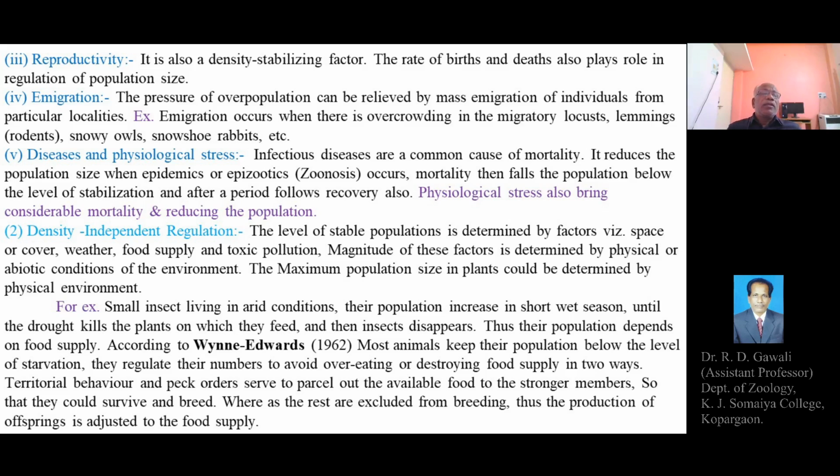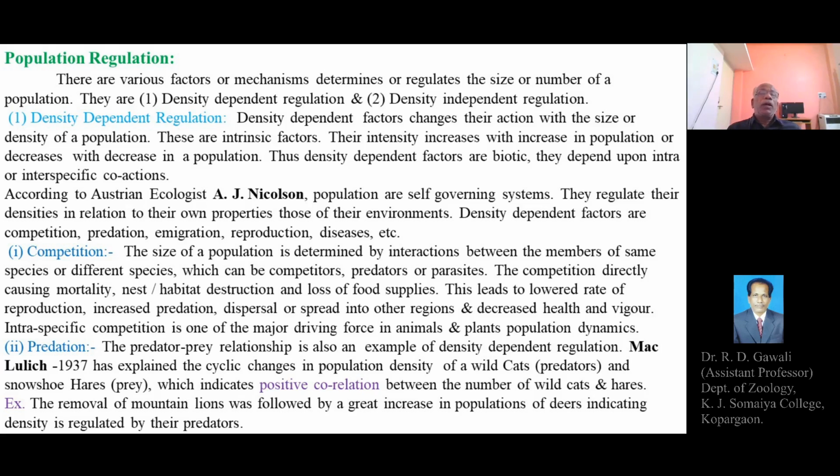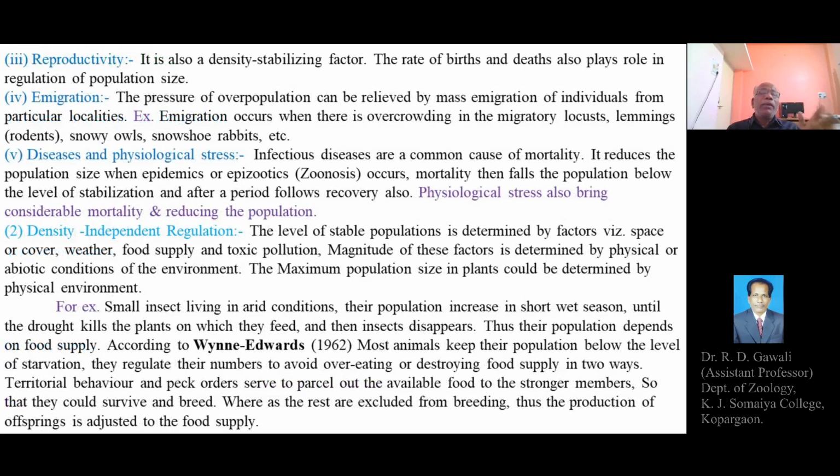So these are the five different density dependent factors which are mainly responsible for population regulation: competition, predation, reproductivity, emigration, and diseases and physiological stress. So these are the five types of density dependent factors, and they are mainly the biotic factors.